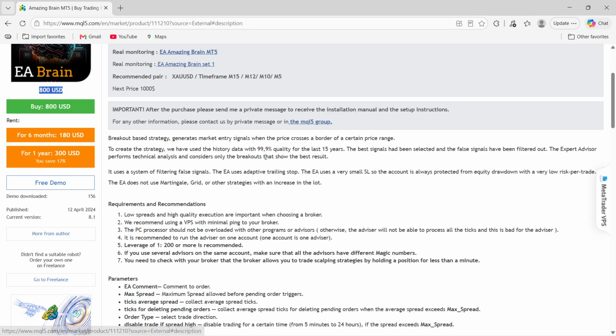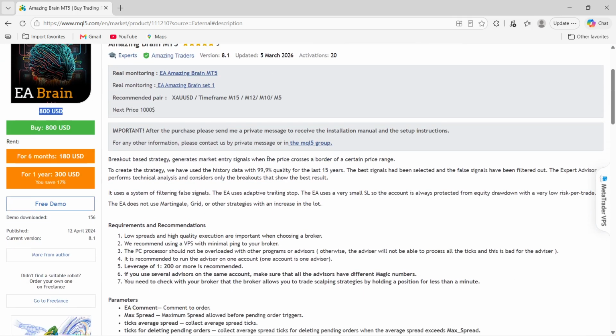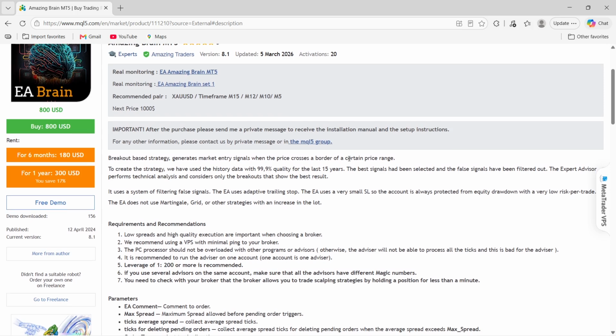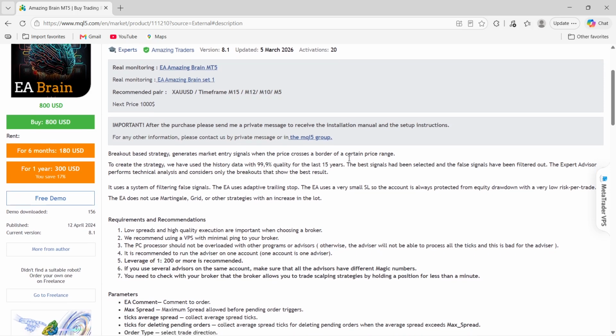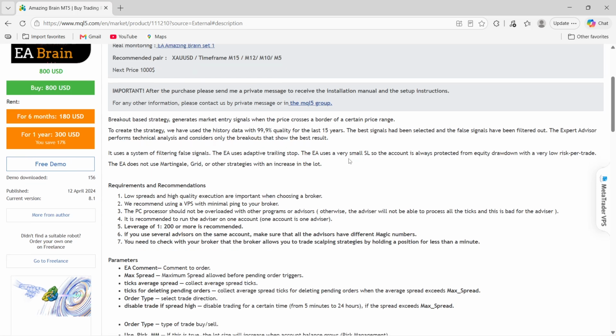Right, so I'm just going to expand this. Right, so we can see it more clearly now on the MQL5 page. Amazing Brain uses a breakout strategy, as you can see stated right from the onset. It generates entries when price crosses borders of certain price ranges. It filters false signals and uses adaptive trailing stop. Small SL protects the account and it avoids martingale, grid, or lot increase strategies. So you can see the recommendations.